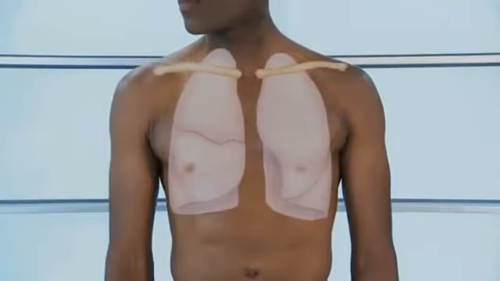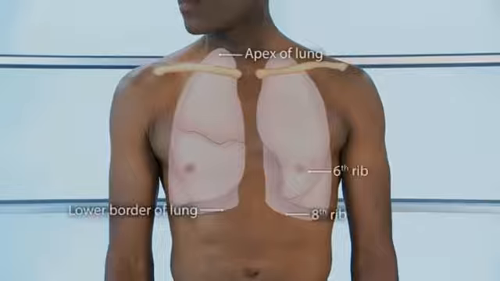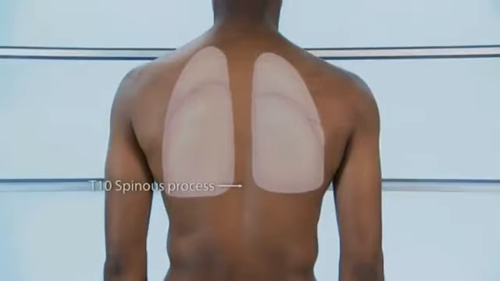When examining the chest, it's helpful to visualize the underlying lungs and their fissures and lobes on the chest wall. Anteriorly, the apex of each lung usually rises 2 to 4 centimeters above the inner third of the clavicle. The lower border of the lung crosses the 6th rib at the mid-clavicular line and the 8th rib at the mid-axillary line. Posteriorly, the border of the lung lies at about the level of the T10 spinous process. On inspiration, it normally descends 3 to 5 centimeters further down.